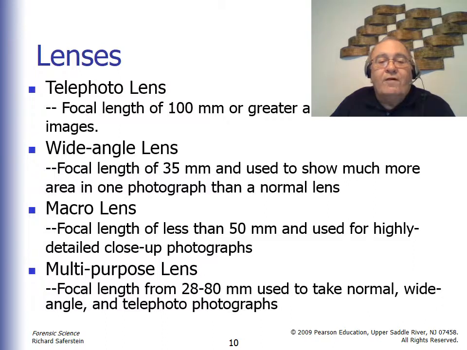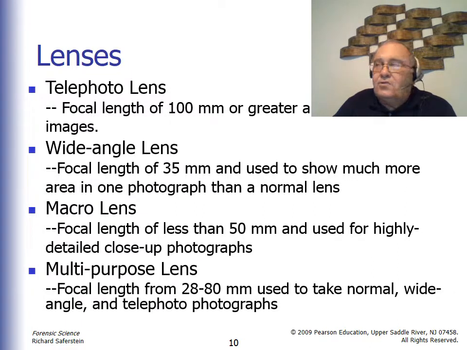A focal length of 35 millimeter covers a lot more area than does a normal lens. So if you have a 35 millimeter lens compared to the normal lens of 50 millimeter, you're going to photograph a broader perspective of the scene, but it will not be as close up as it would be if you're using a 50 millimeter.